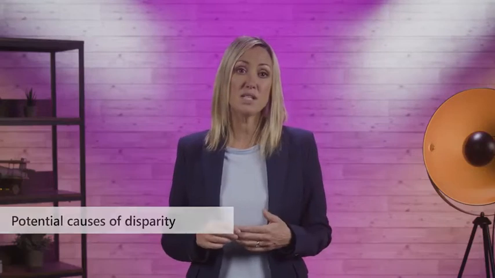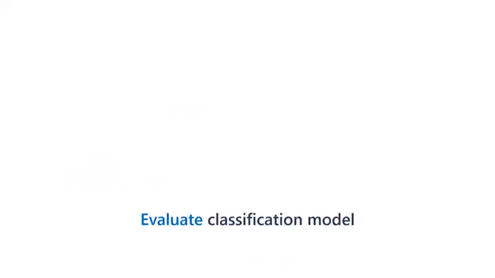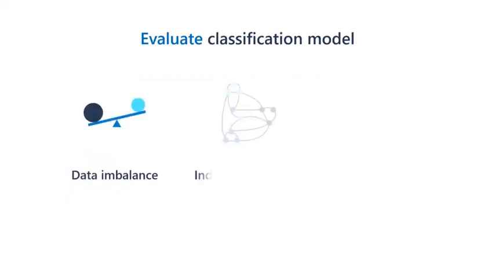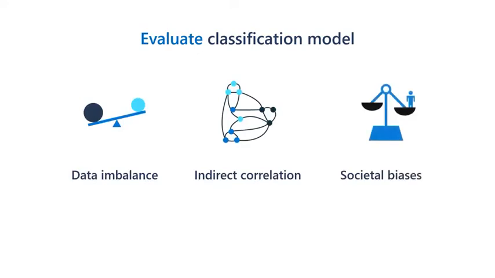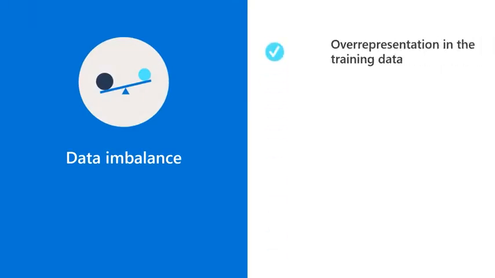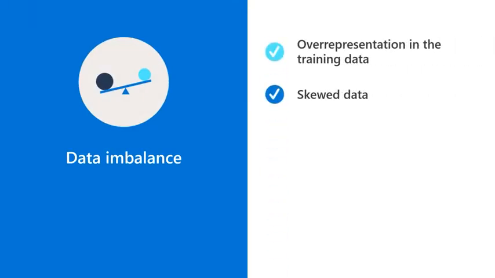When you find a disparity between prediction rates or prediction performance metrics across sensitive feature groups, it's worth considering potential causes. These might include data imbalance, indirect correlation, and societal biases. Let's take a closer look at each of these now. Some groups may be overrepresented in the training data, or the data may be skewed so that cases within a specific group aren't representative of the overall population.